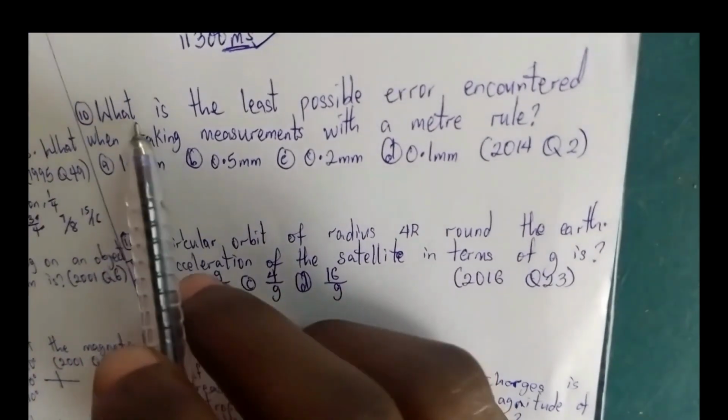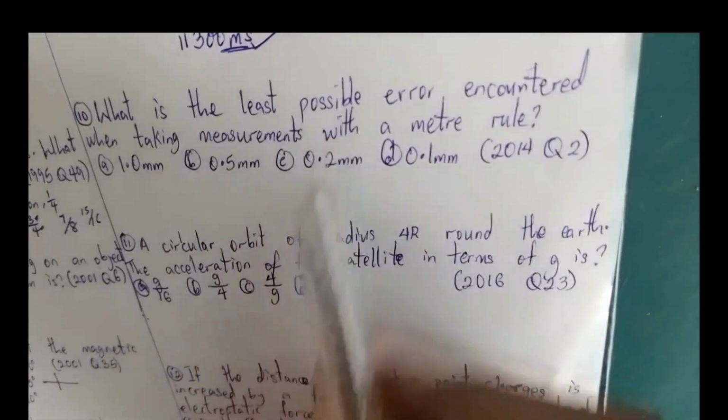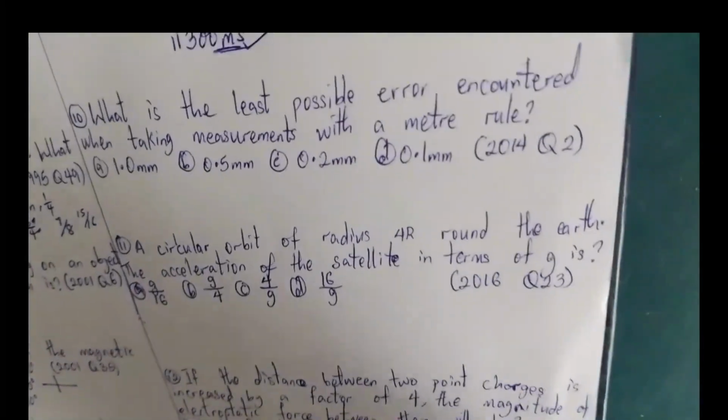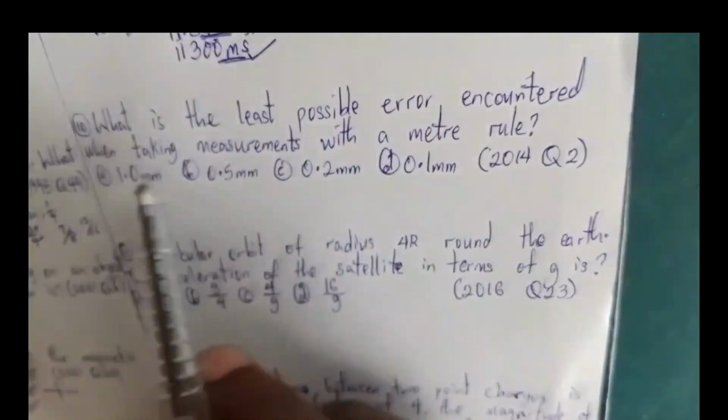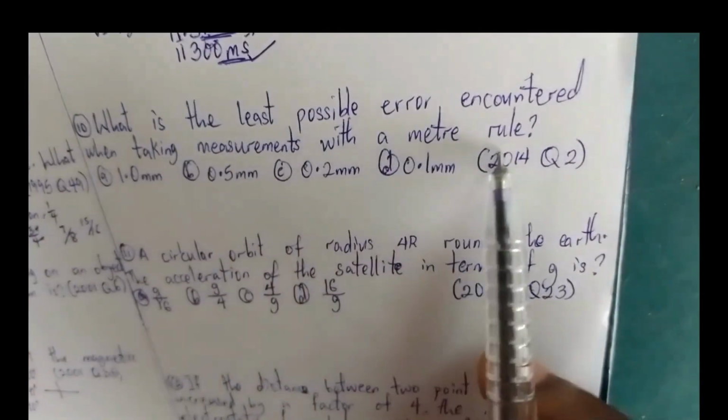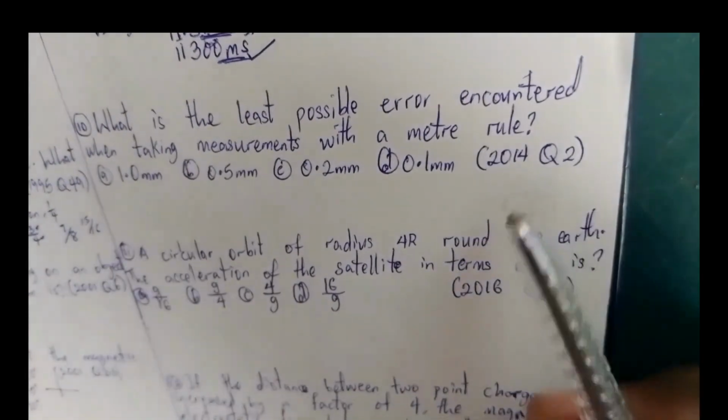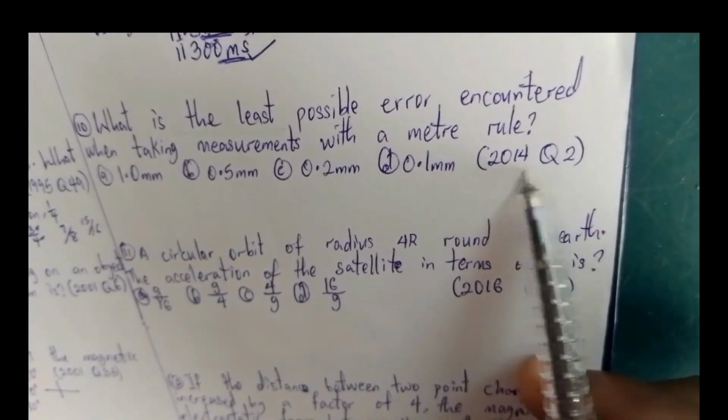We said the next question says, what is the least possible error? Alright, the next question here says, what is the least possible error encountered when taking measurements with a meter rule? All these questions are UTME questions. I think you can see that I note them out beside them.